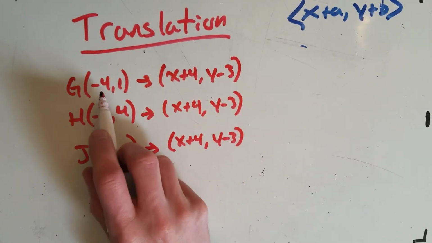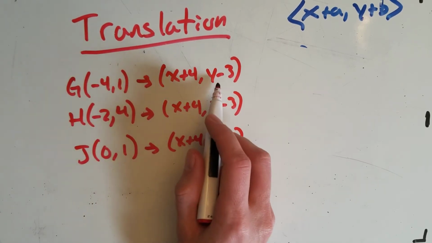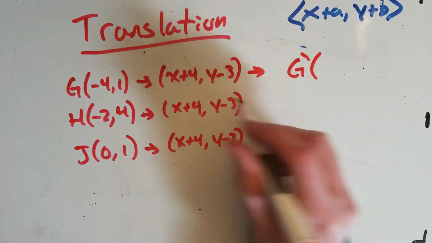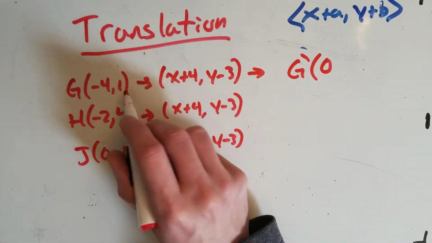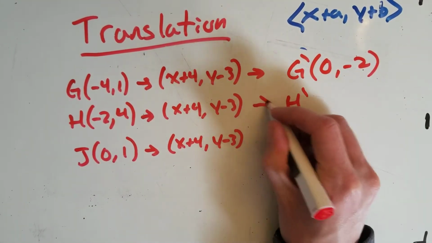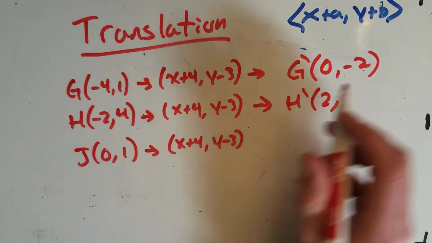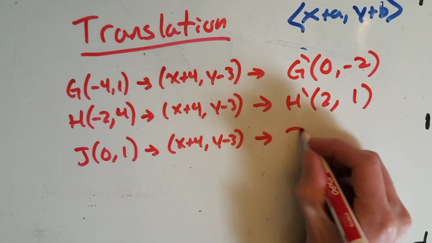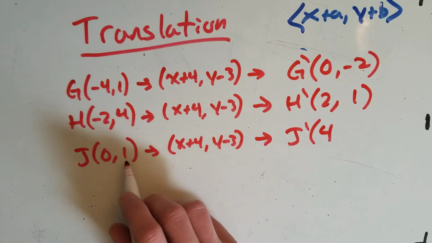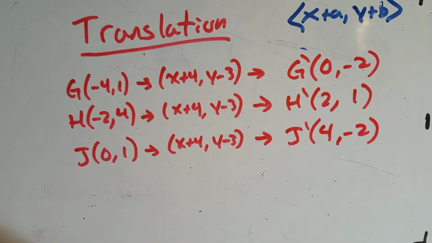And if you apply that here, negative 4 plus 4 is 0, and then y minus 3, so 1 minus 3 is negative 2. So that means G prime is 0, negative 2. H prime, negative 2 plus 4 would be a positive 2, 4 minus 3 would be 1, and J prime, 0 plus 4 is 4, and then 1 minus 3 is negative 2. So these would be your final coordinates.